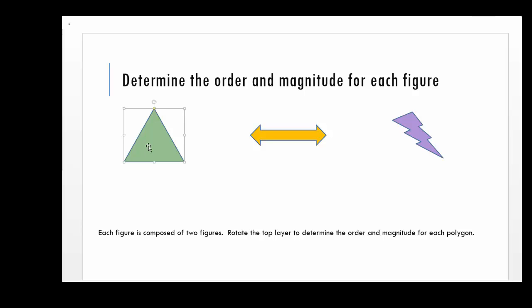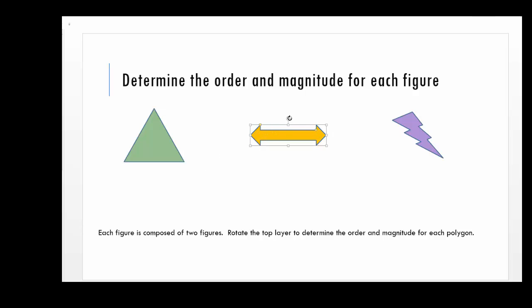Okay, so for this first figure, if we rotate 90 degrees, we get nothing. 180, we get nothing. 270, we get nothing. It's not until we hit 360 degrees that the figure lines back up. So this first figure has an order of 1, and therefore an angle of symmetry of 360 degrees.